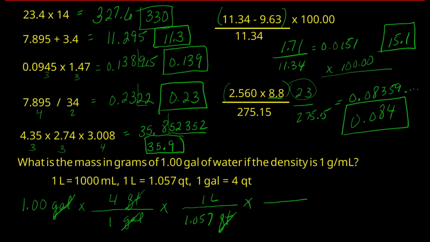Okay, I know that 10 to the third milliliters equals 1 liter. Liters cancel. I have 1 gram per 1 milliliter. Milliliters cancel. All right, so after doing all the math, okay, I noticed I only have 3 sig figs. So I had to round my answer off to 3 sig figs. So my answer is going to be 3.78 times 10 to the third grams.